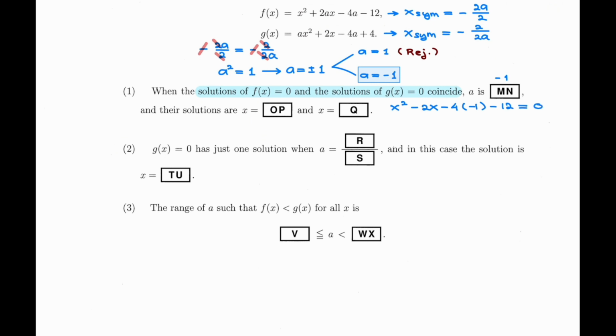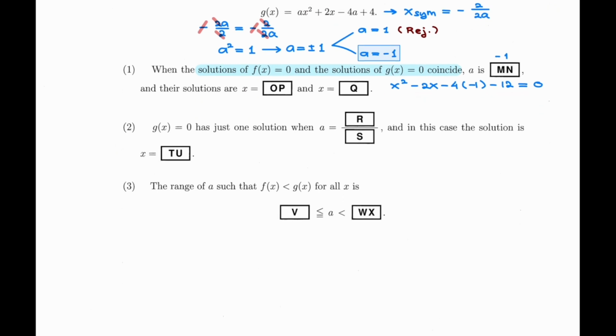We need to find the solution of this quadratic equation. If I simplify it, I will get x squared minus 2x plus 4 minus 12. Plus 4 minus 12 is minus 8. And then I can factorize them into x plus 2, x minus 4 equals to 0. So my final answer is x equals to negative 2. This is the first one. And then the second one is x equals to 4.